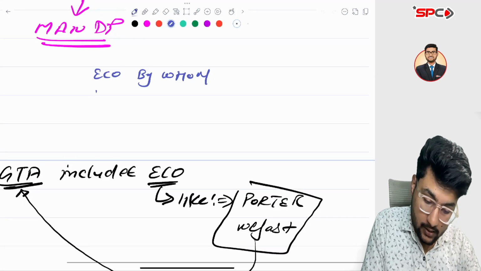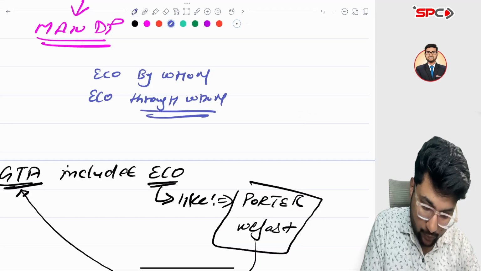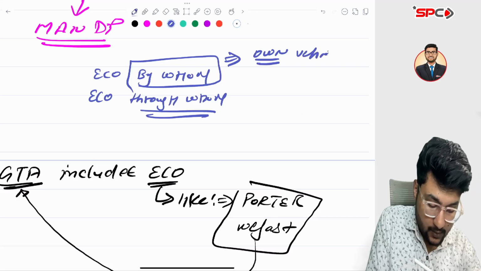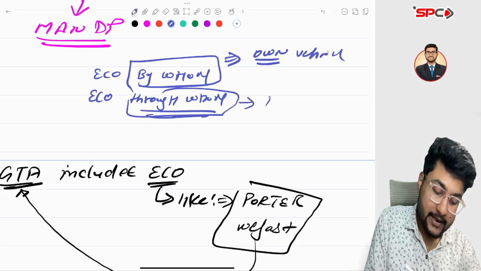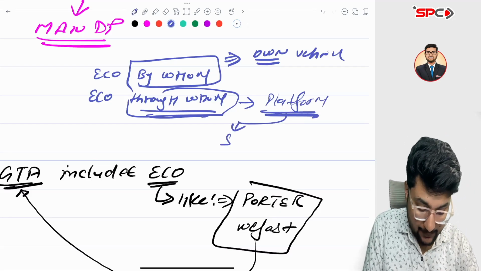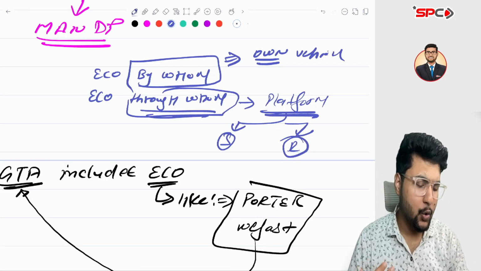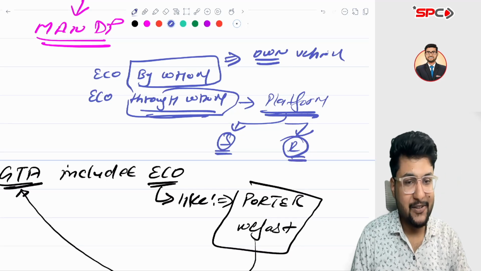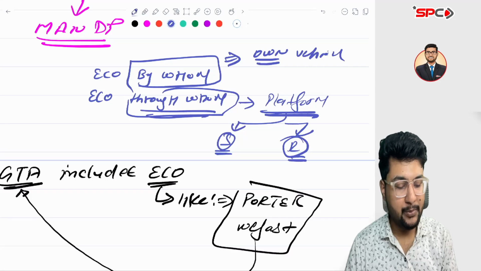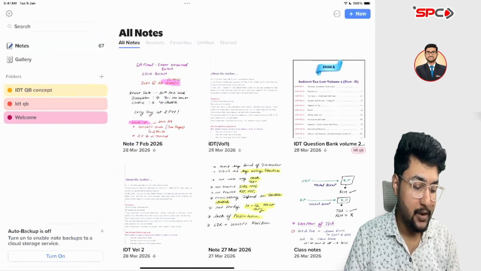So ECO by whom and ECO through whom. What do you mean by whom and what do you mean by through whom? By whom means, as an ECO you have your own vehicle, but through whom means you are just a platform between a supplier and a recipient, just like Zomato, Ola, Uber, where your driver uncle meets the recipient. Is it clear? By whom means own vehicles, and through whom means you are just a platform. Was it clear to you? This is a very important amendment. I hope you understand.